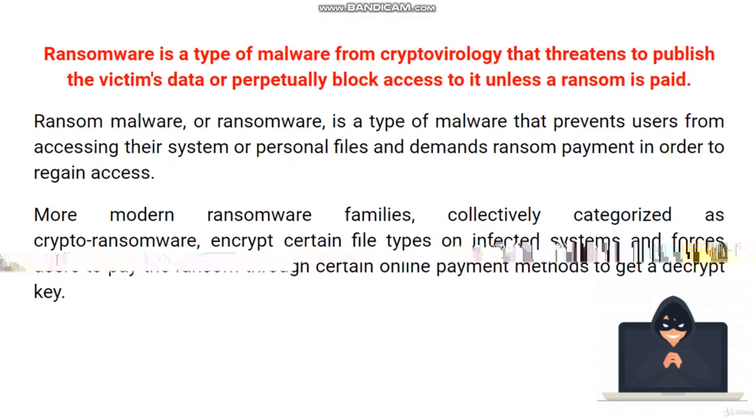For example, if Bob's PC is infected with ransomware, the attacker will say, Bob, please pay me around $10,000 and then only I'll give permission to access your computer and remove all the virus. That is a ransomware attack. More modern ransomware families, collectively categorized as crypto ransomware, encrypt certain file types on infected systems and force users to pay the ransom through certain online payment methods to get a decrypt key.